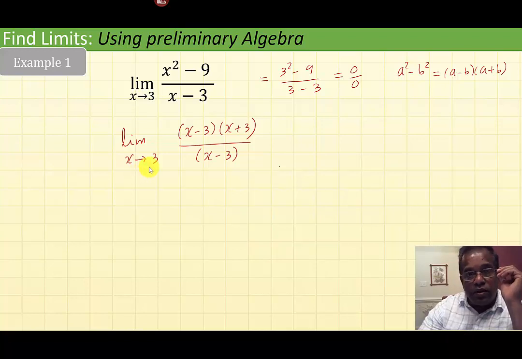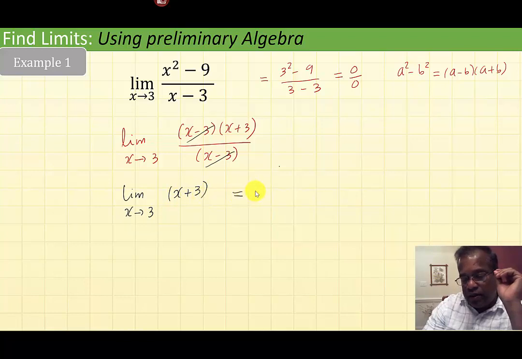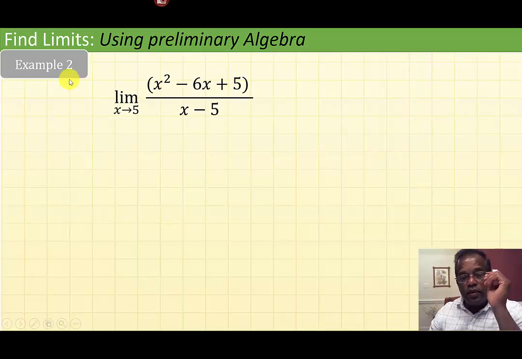Now x approaches 3 means x is not going to be 3. That means this is never going to be 0. So therefore we can cancel this x minus 3. Now what we have is limit x approaches 3, x plus 3. Now as x approaches 3, x plus 3 will approach 3 plus 3, or 6.